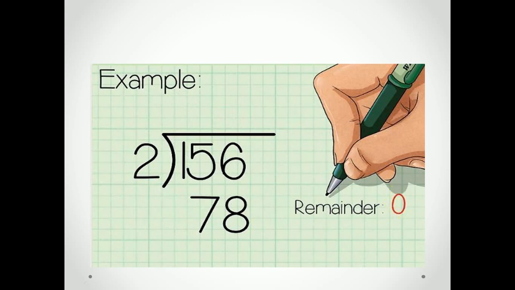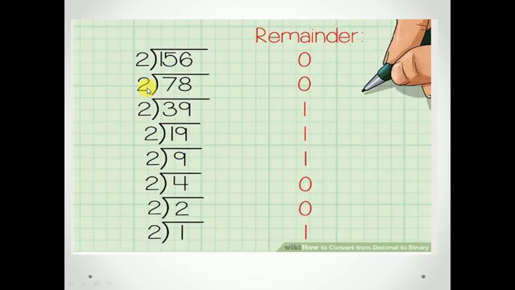Next step. Again you have to divide this 78 by the same number 2. Got it? And you have to write the quotient here. Same process: 156 divided by 2 came as 78, and you write the remainder as 0. Again 78 divided by 2 will come as 39, and again the remainder is 0.